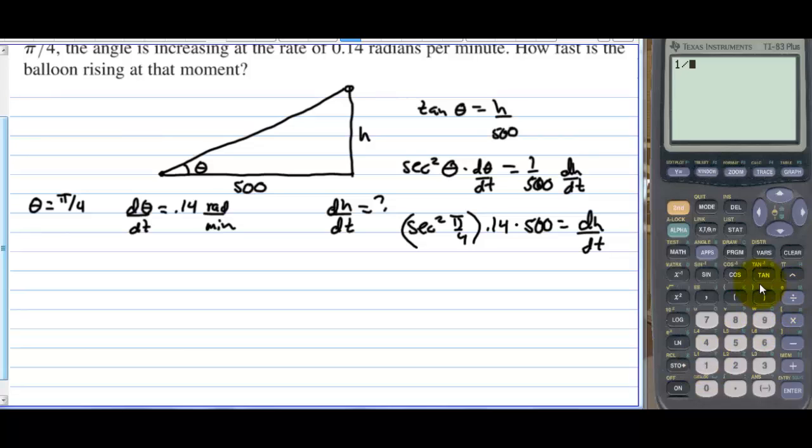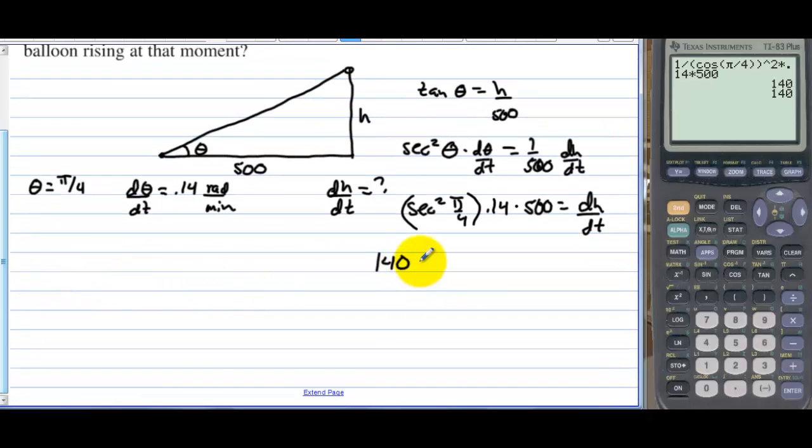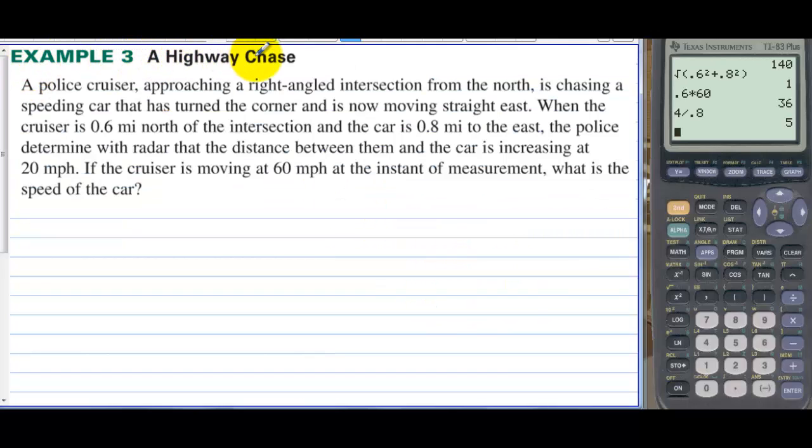We have 1 divided by the cosine of pi divided by 4, squared, times 0.14 and then times 500. That's equal to 140. So we have 140, and that's going to be, let's see, is this in feet? Yep, feet per minute. Example 3, a highway chase.